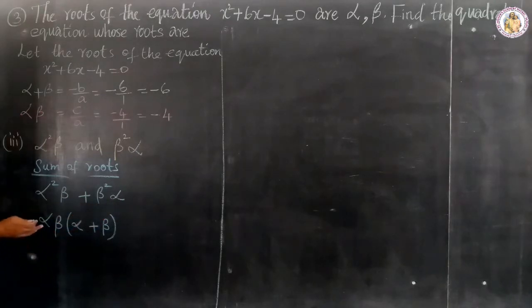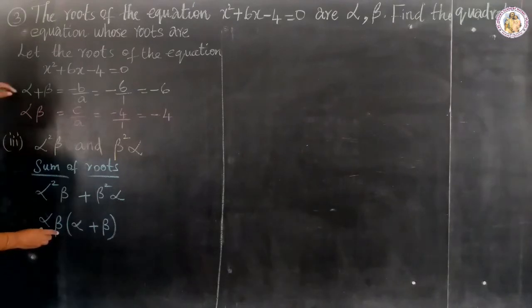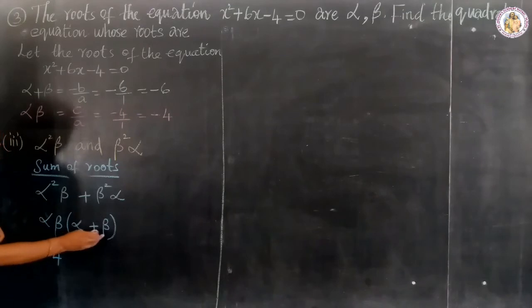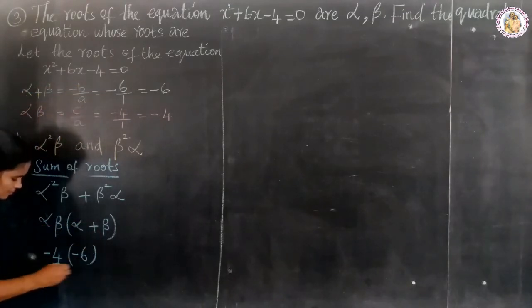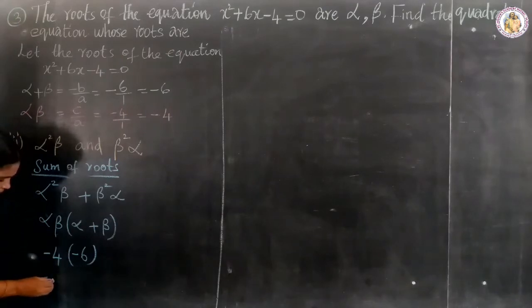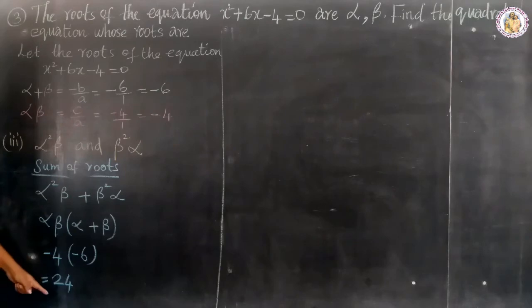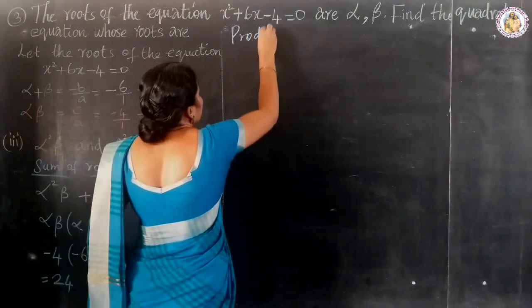So now substitute the values of alpha into beta and alpha plus beta. Alpha into beta is equal to -4 and alpha plus beta is -6. So minus into minus is plus. So 6 4s are 24. Sum of the roots is equal to 24. Now find product of the roots.